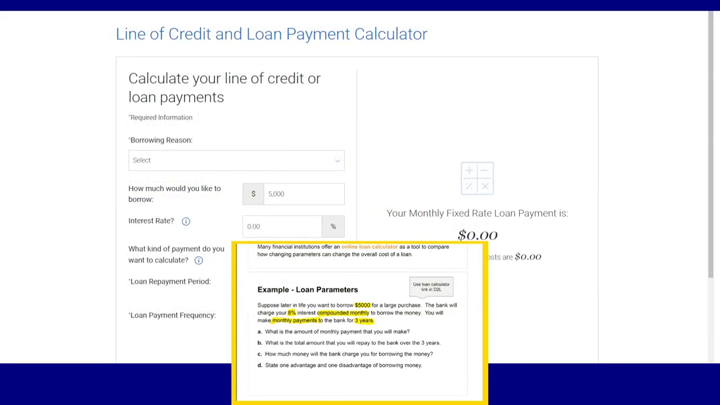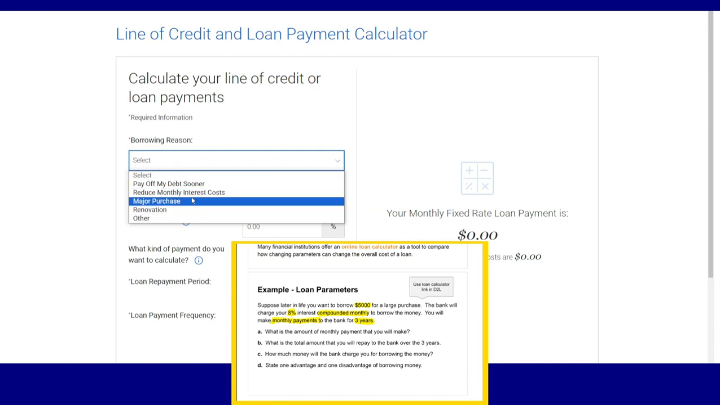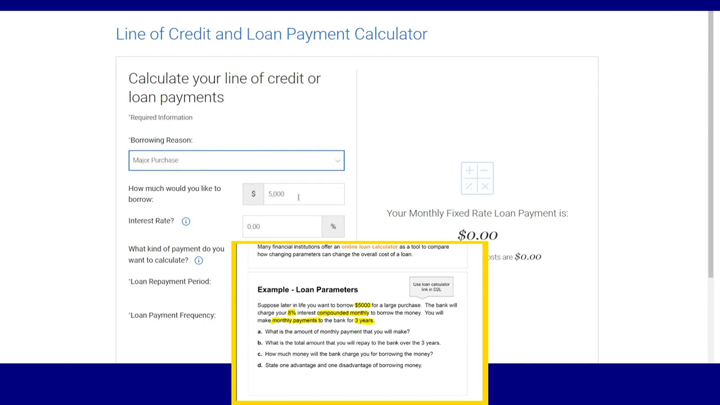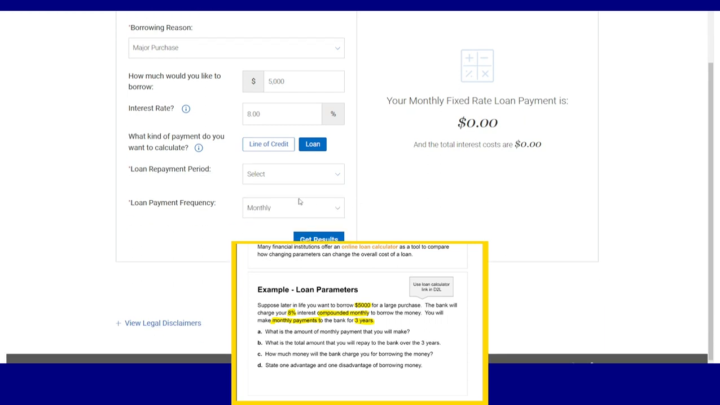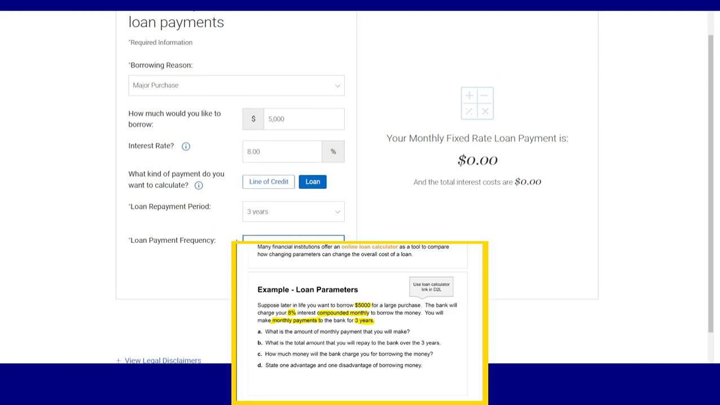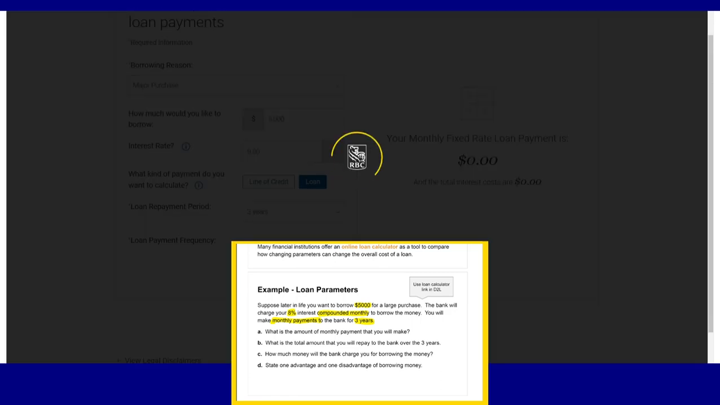So we have our loan calculator. This is coming right from the link that's in D2L. Borrowing reason, I don't really care about that, you can just put whatever you want. So it's $5,000. The interest rate is 8%. The nice thing is we don't need to change anything or do any small calculations. Loan repayment period: it's going to be 3 years, and it is going to be monthly. And we're going to get the results.